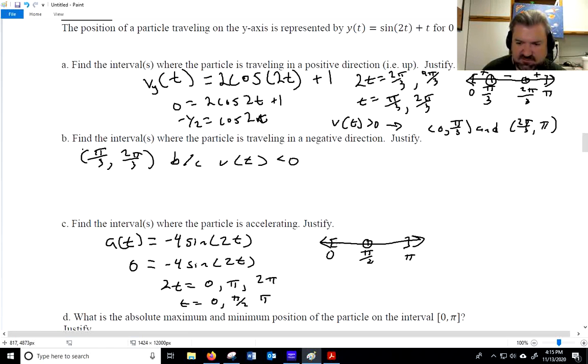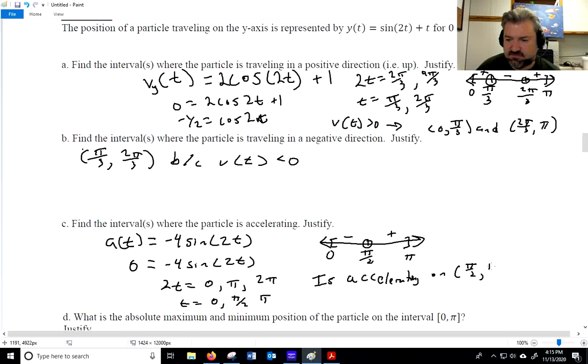And from 0 to pi over 2, sine is going to be positive. Even if it's like pi over 3, that'd be 2 pi over 3, in quadrant 2 where sine is positive. But we're multiplying by a negative, so that's negative. But then after that, we're going to become positive. So the particle is accelerating, not necessarily speeding up. We've talked about that though, right? It is accelerating on pi over 2 to pi because a of t is greater than 0.